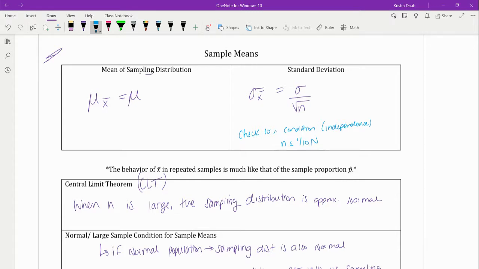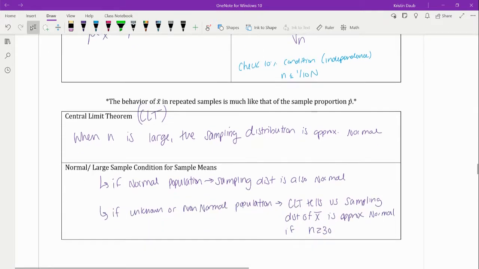All right, let's talk about something else. We talked about the 10% condition. It's very similar, but we cannot use the large counts condition for a sample mean. If you recall, the large counts condition was that n times p is greater than or equal to 10, and n times 1 minus p was greater than or equal to 10. Well, if we don't have a p, we don't have a proportion, we can't check this large counts condition, so we need a different condition in order to assume normality. And in this case, for sample means, it's called the central limit theorem. I abbreviate this as CLT, and you are welcome to do that as well.